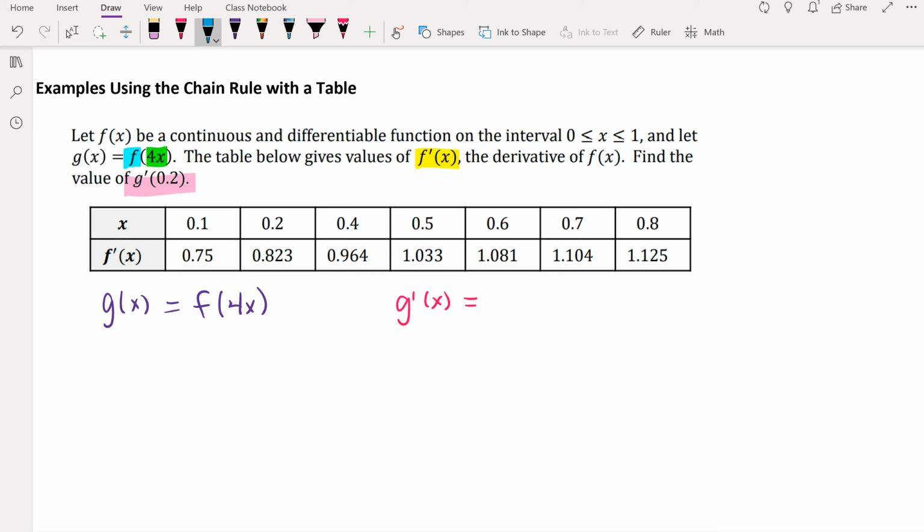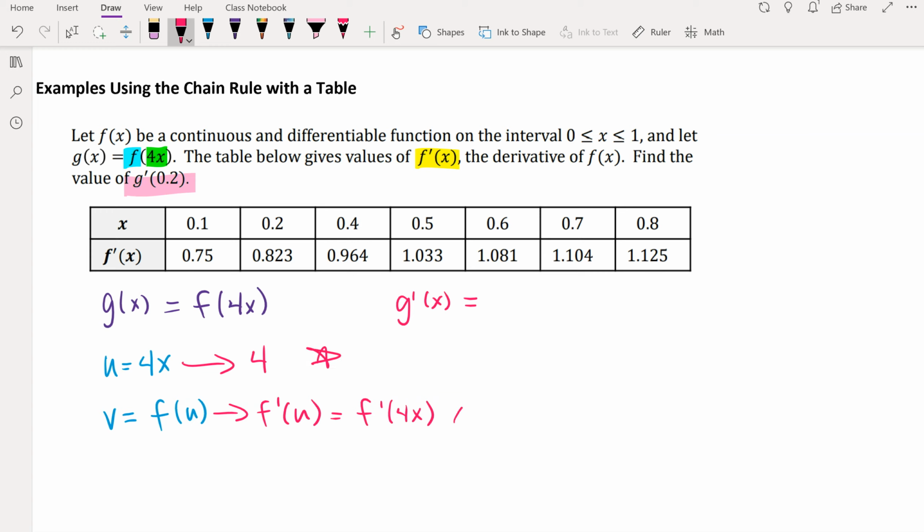Well, we have an inside function, so we need to use chain rule. U equals 4x. V equals f of u. What is the derivative of 4x? 4. Derivative of f of u? F prime of u, right? It's just the derivative of f, but leave u inside. Now, what is u? U is 4x, right? So equals f prime of 4x. Cool. G prime is going to be these two things multiplied together. So g prime is 4 times f prime of 4x.